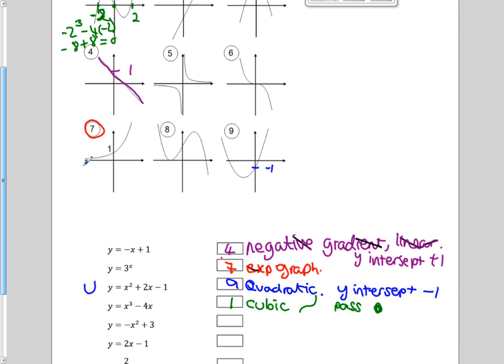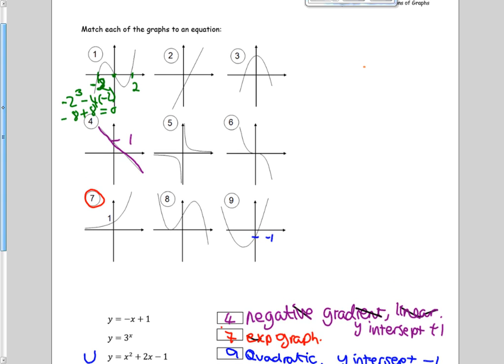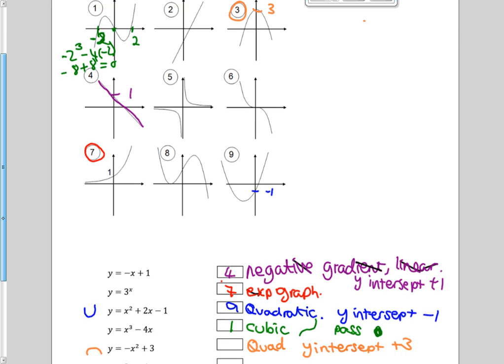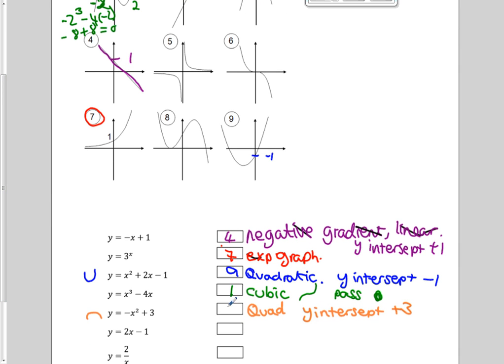Let's have a look at the next one. So here we have a quadratic again, but now I've got a minus before the x squared, so I know it's going to make this shape, and the y-intercept is going to be at +3. So I have a look. This is the only quadratic with a negative gradient, and that looks like it could be +3. So that means that this matches up with graph number 3.